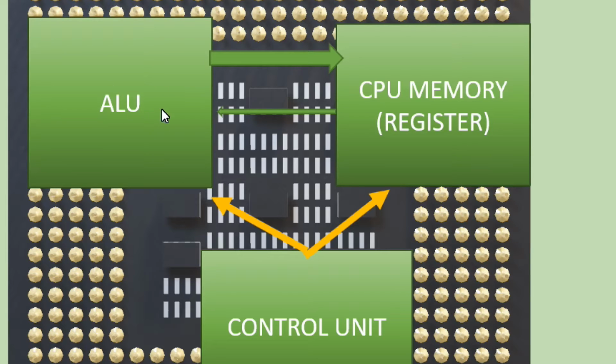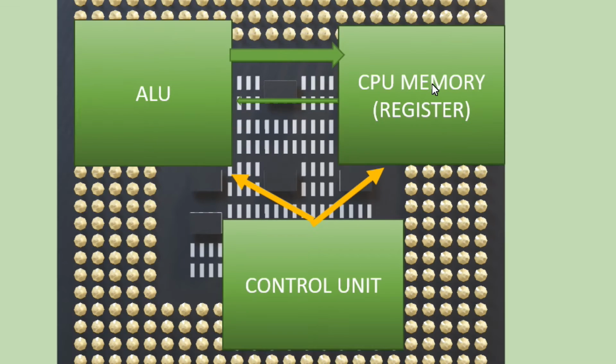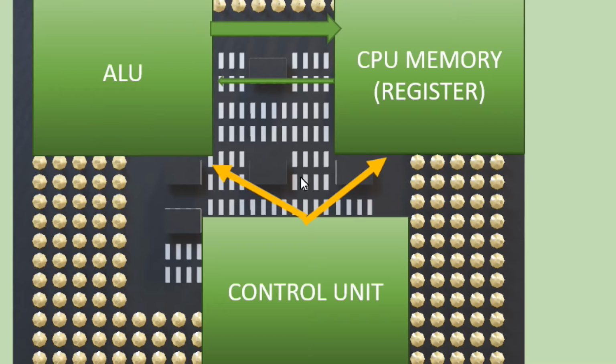When the ALU performs the operation, it requires some data. This data it will take from the CPU register. After performing the operation, the ALU will store the data in CPU memory or register. This entire working of ALU and memory transfer is controlled by the control unit.